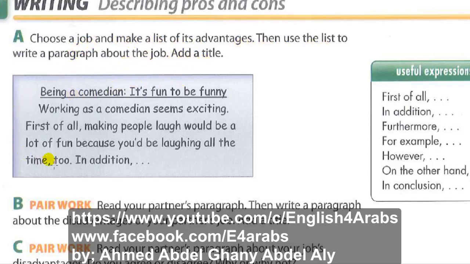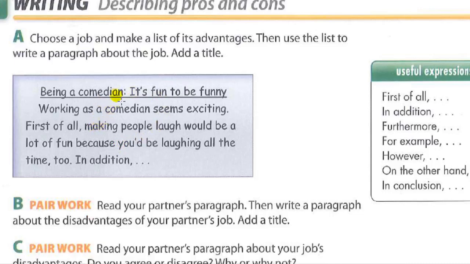So you write a paragraph about a job, you put a title, and then you write about the advantages, the merits of this job, and the disadvantages. Of course, you can make more than one paragraph. You can make it an essay or article about a career. You can start with the introduction about work, and then you write about a certain job.